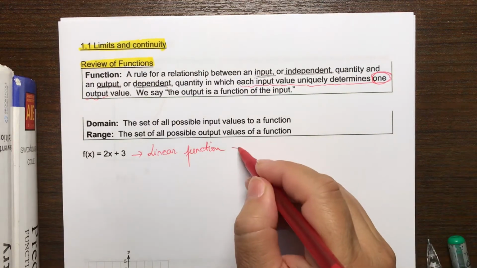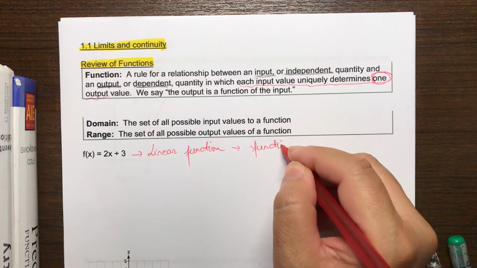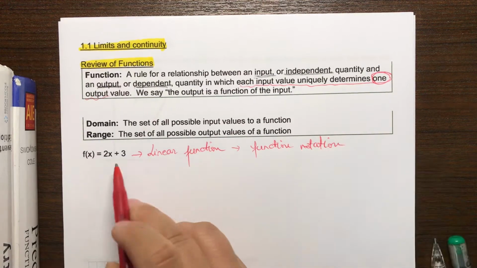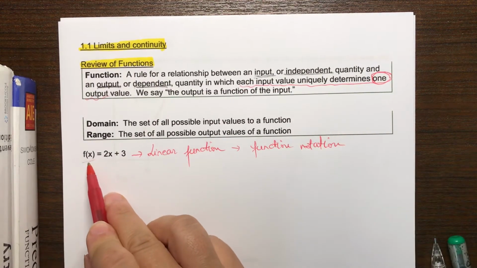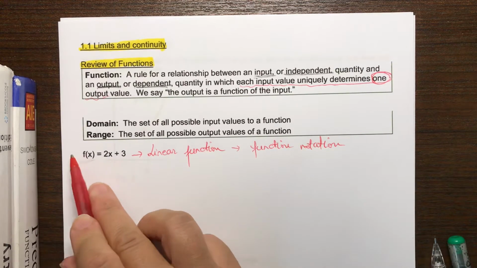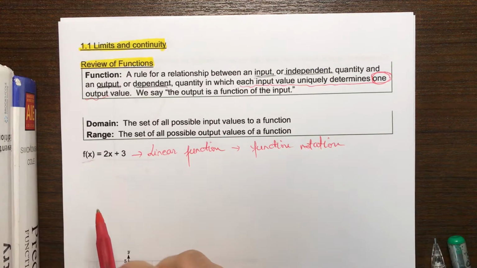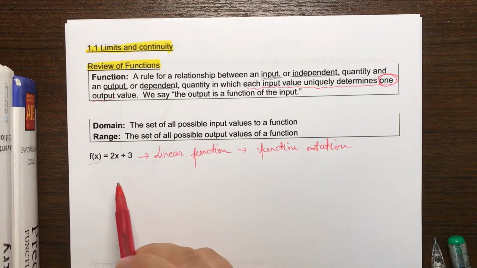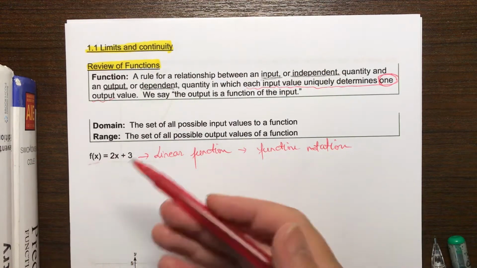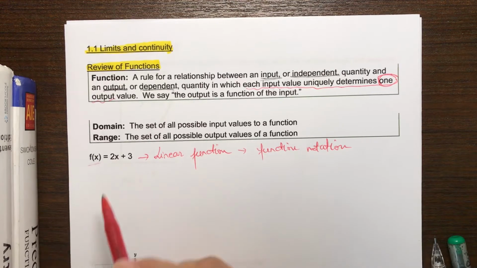And this function, by the way, is written in what we would call function notation. And the function notation simply says just that, right? f of x. So in other words, for every x value that you're going to plug in, the output is a function of this x that we're plugging in. And so the output is going to be whatever you obtain by plugging in this x value.